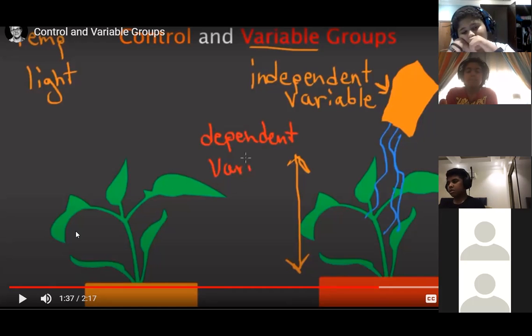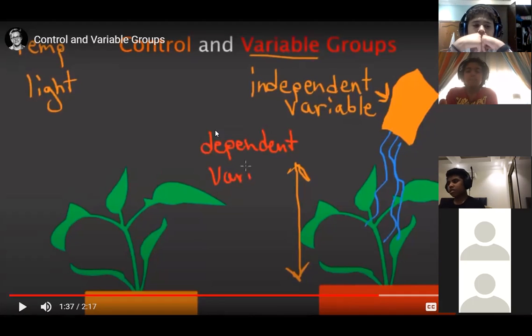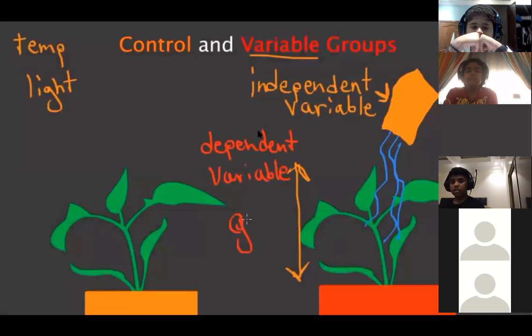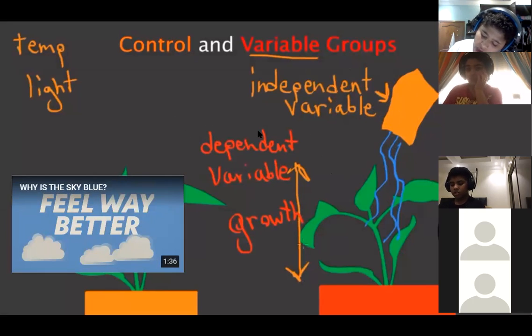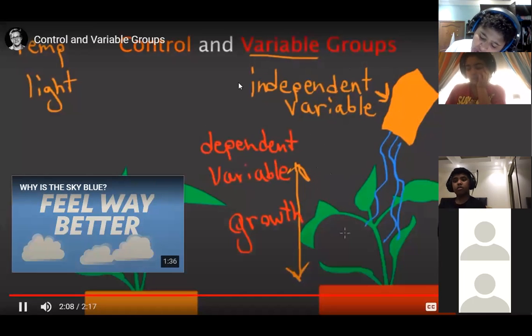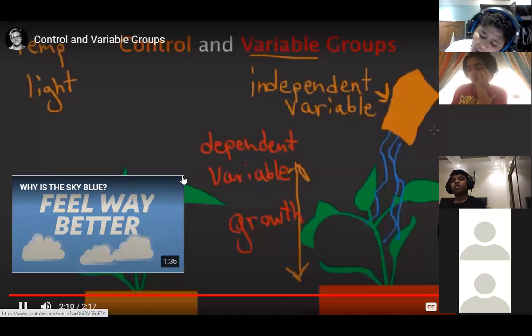So let's go back. Let's see how it goes. Dependent variable is how much the plant is growing. Growth. All right, so there you have it. We have a control group where nothing has changed, a variable group where we're only changing one thing, the energy drink. The energy drink itself is called the independent variable because the independent variable is something that the scientist is controlling. And the dependent variable, how much the plant grows, is called the dependent variable because it depends on the independent variable, or the energy drink.